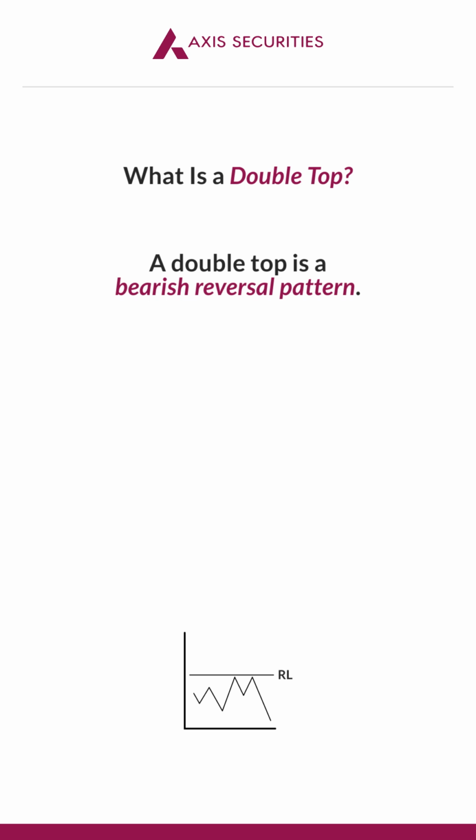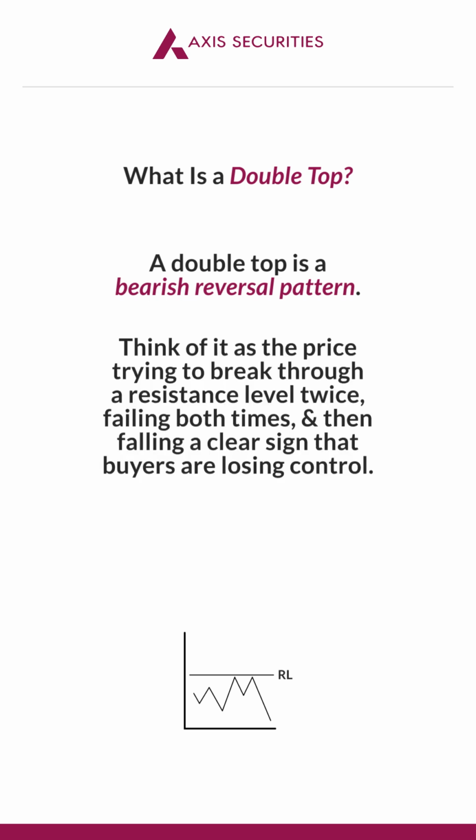What is a double top? A double top is a bearish reversal pattern. Think of it as the price trying to break through a resistance level twice, failing both times, and then falling, a clear sign that buyers are losing control.